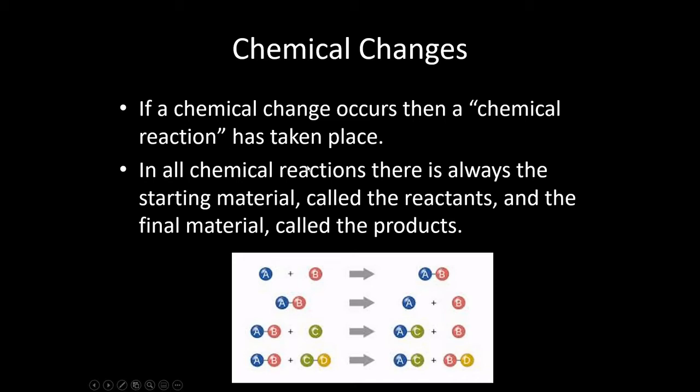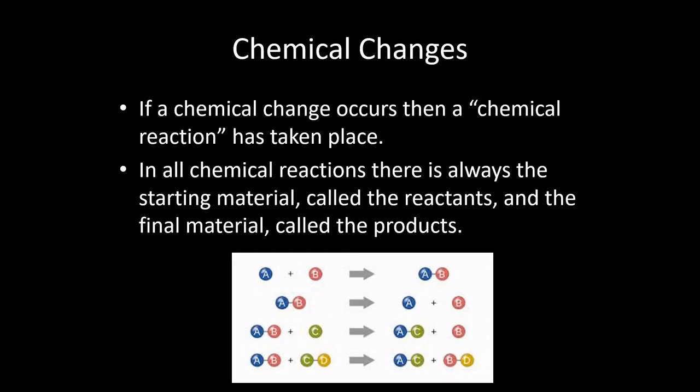In all these chemical reactions, without fail, there's always some kind of starting material, which we would call the reactants, and there's always some kind of final material that we call the products. You can't have a chemical reaction without both. If you do, then you are breaking the laws of science. You can't just all of a sudden, poof, have something out of nothing. You have to have a starting material, and you have to have an ending material.